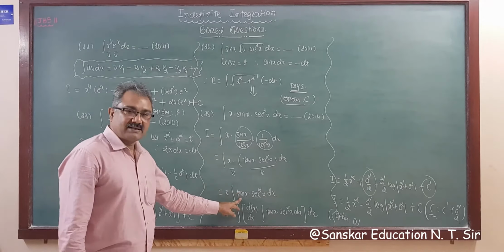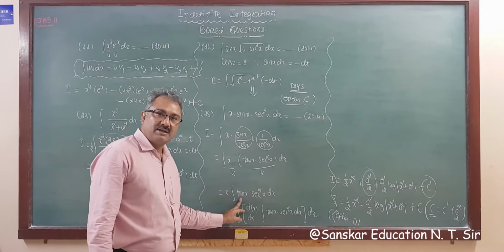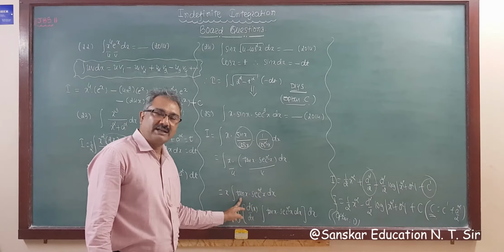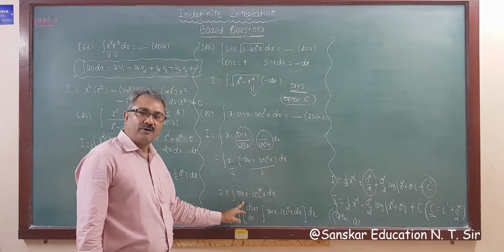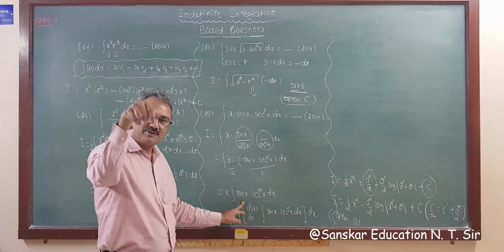Now this is f x, tan x is f x. What is its derivative? The derivative of tan x is sec square x. So this is f x, this is f dash x. So applying the formula, f of x raised to n plus 1 upon n plus 1.